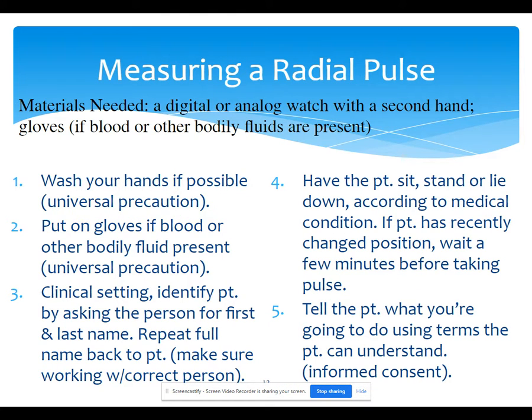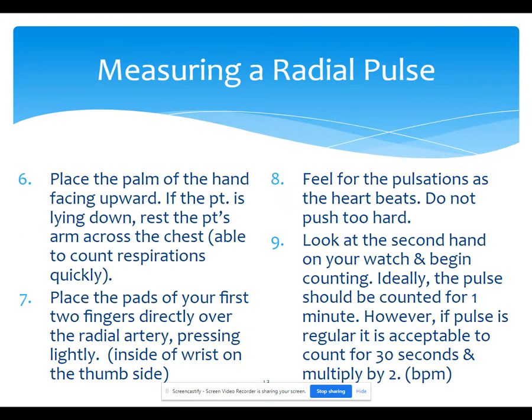When you're measuring radial pulse, you don't need a lot. You just need a digital watch or an analog watch with a second hand. If bodily fluids are present, you always want to wear gloves. Make sure you wash your hands. Introduce yourself just like before. Have them sit or lie down depending on the condition. Then you're going to measure it, and make sure you get confirmed consent. Explain what you're going to do: step 1, step 2, step 3.